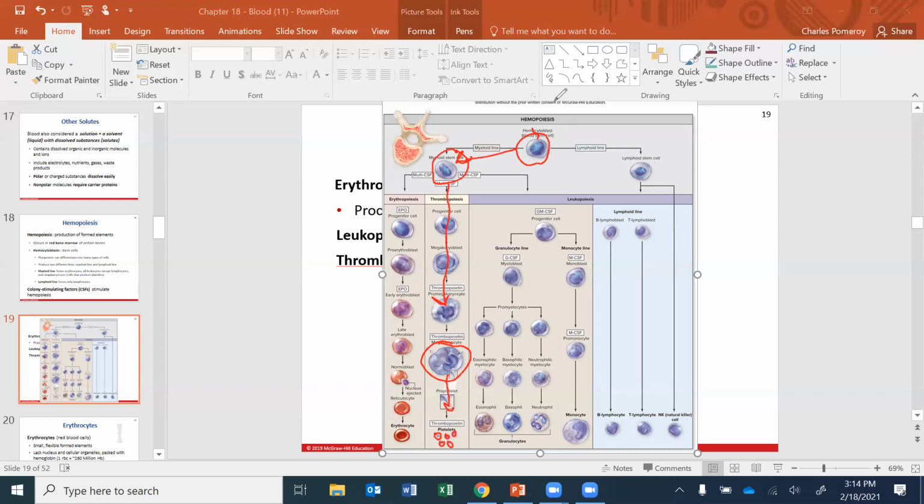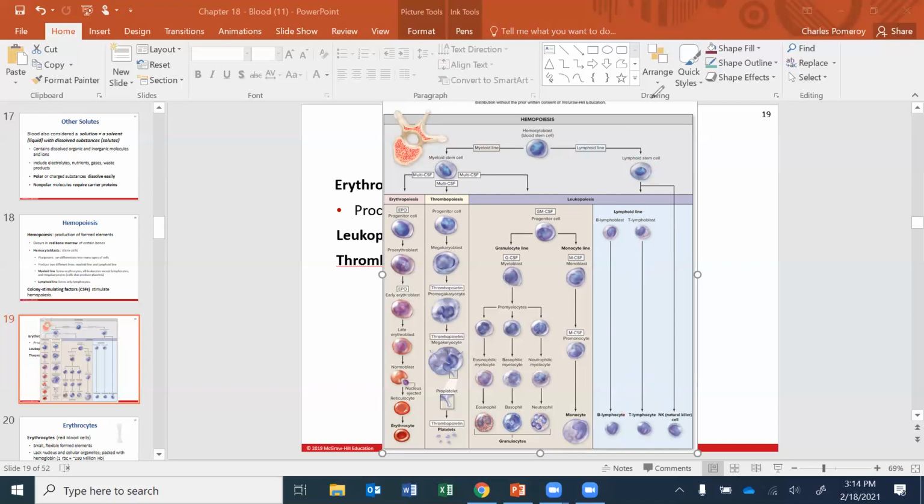And then if you're going to make white blood cells, it depends on what type of white blood cell you're going to make. You can go this way and then come down here and make these different ones, or you can go the other way, make this cell, and then make these guys down here.